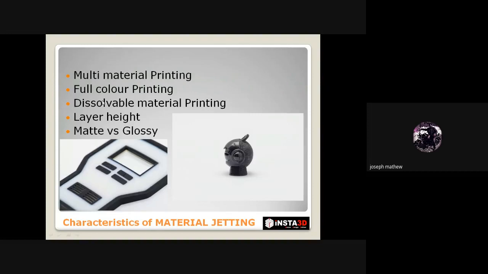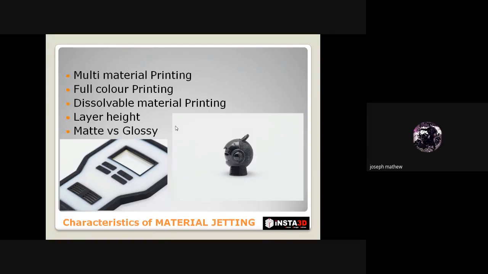Next is dissolvable material printing. In this technology, the support structures are produced from a separate material, which is called support material, in the material jetting 3D printer. And these support materials can be dissolved or removed using air pressure or water pressure from a high velocity nozzle. You can clean the support structures easily.